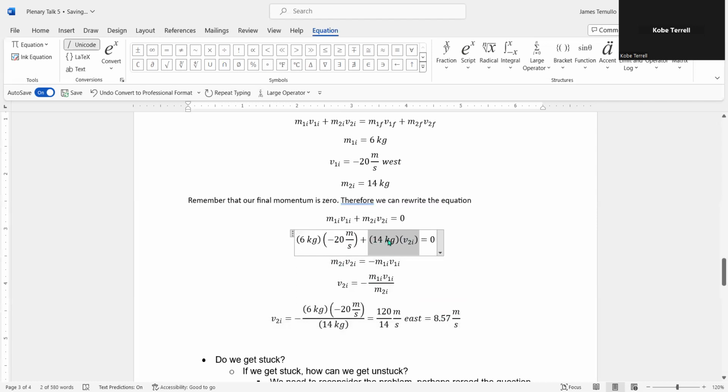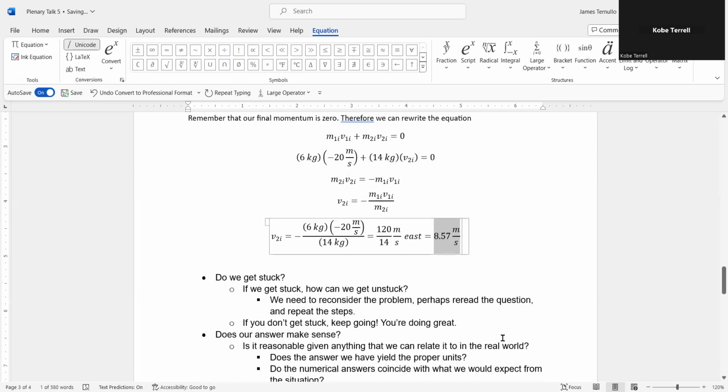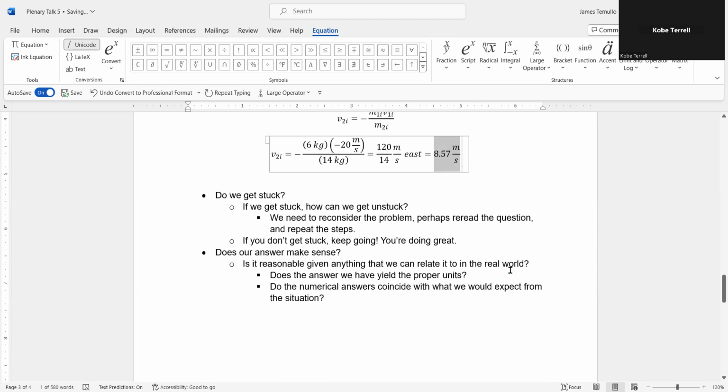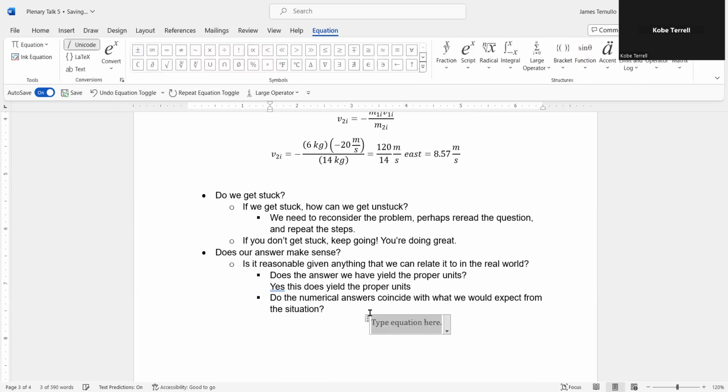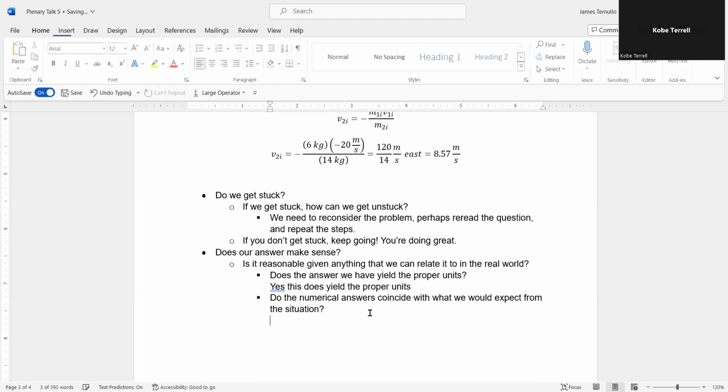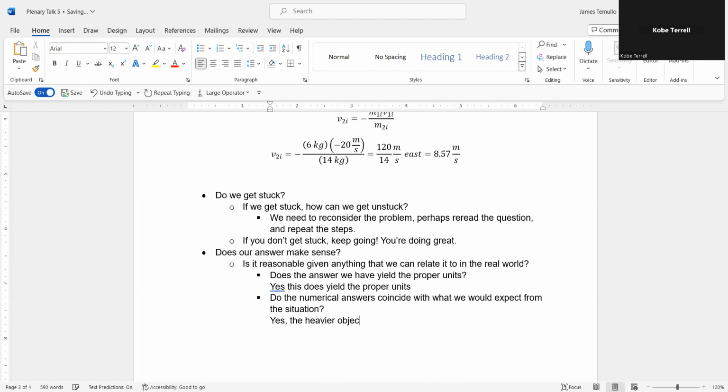So the velocity of the larger object needs to be smaller than the velocity of the smaller object, which we found in magnitude. So the answer to this question: yes, this does yield the proper units. Does the numerical answer coincide with what we would expect from the situation? Yes. The heavier ball, our object 2, has a smaller velocity.